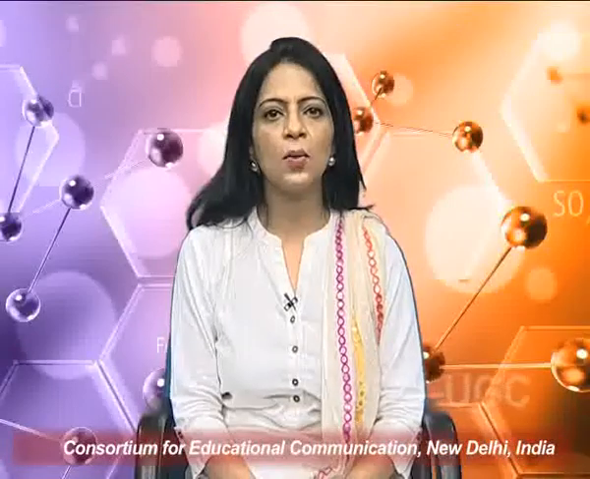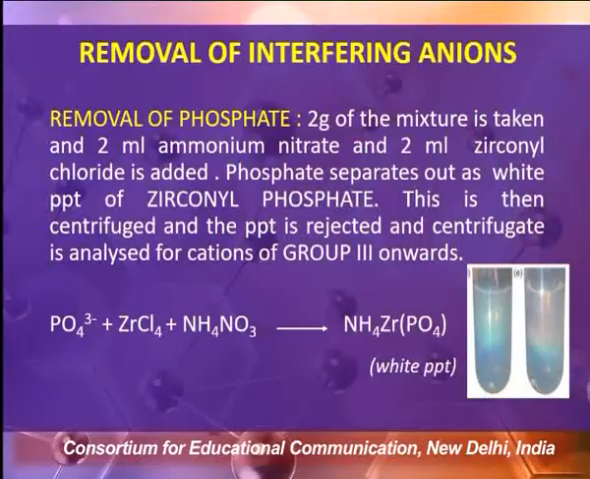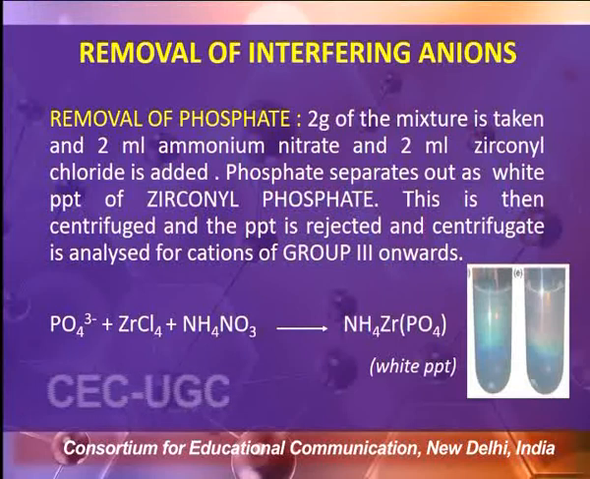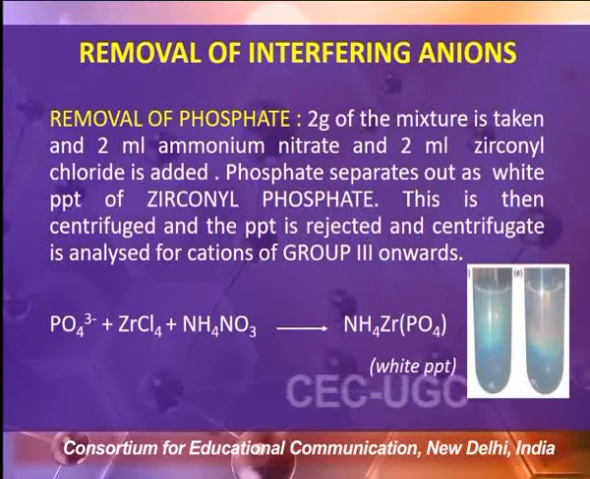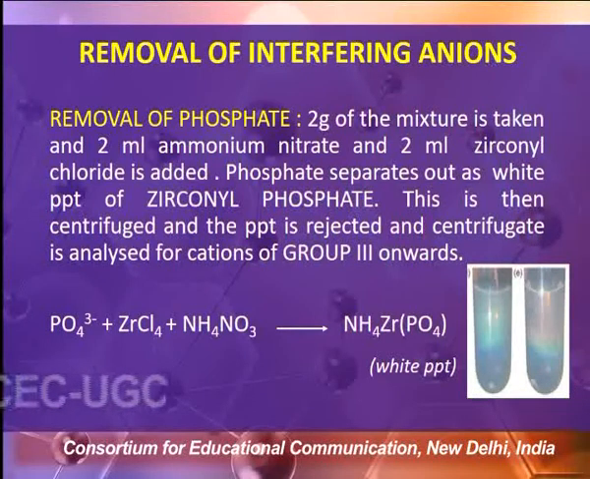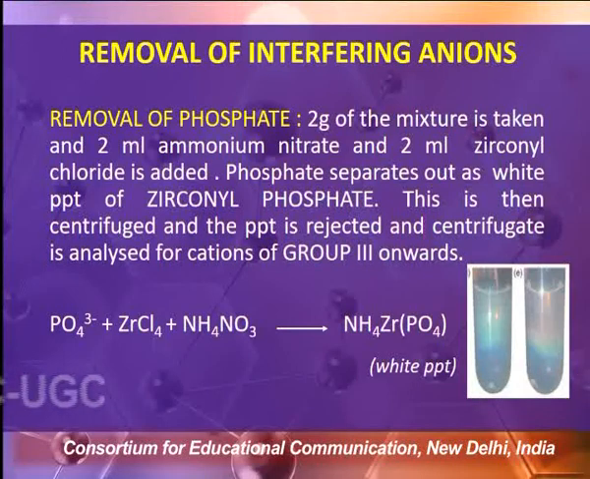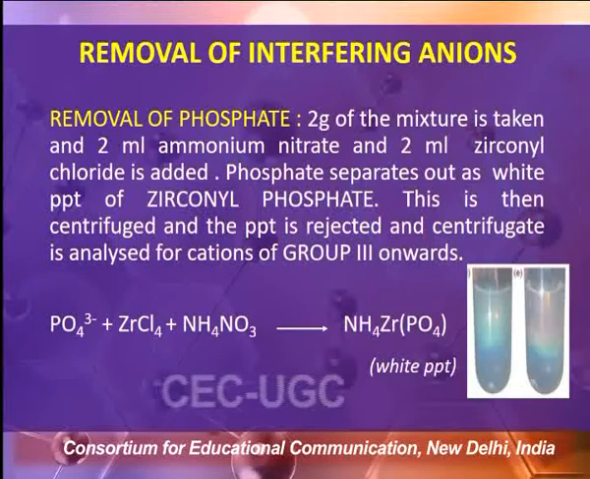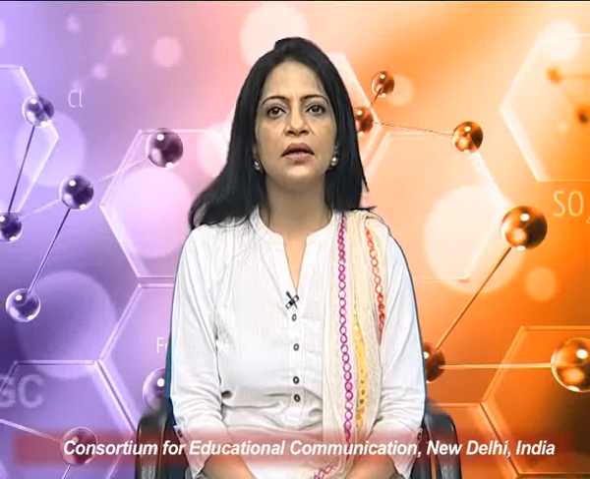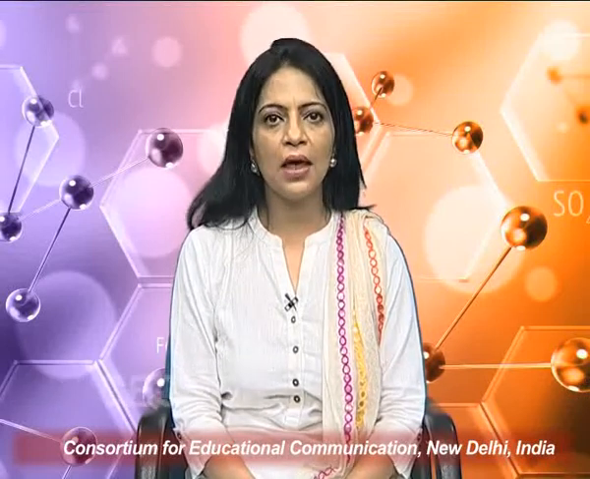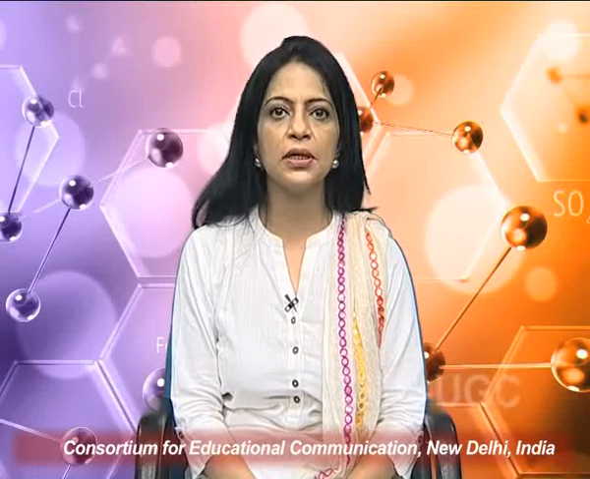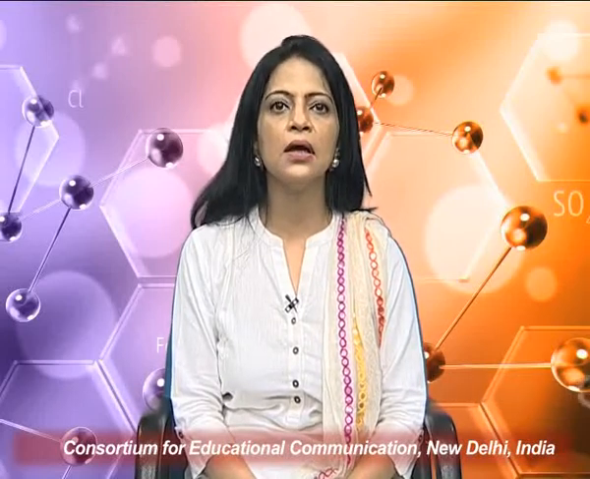The equation goes as follows: phosphate ions react with zirconyl chloride in the presence of ammonium nitrate to form ammonium zirconyl phosphate, which is a white precipitate which can be seen in the adjoining figure, and this white precipitate of zirconyl phosphate is rejected, and the remaining solution is used for testing group 3 cations onwards. Another ion which is again termed as an interfering anion is fluoride, and it also needs to be removed before proceeding on for the analysis of group 3 cations.